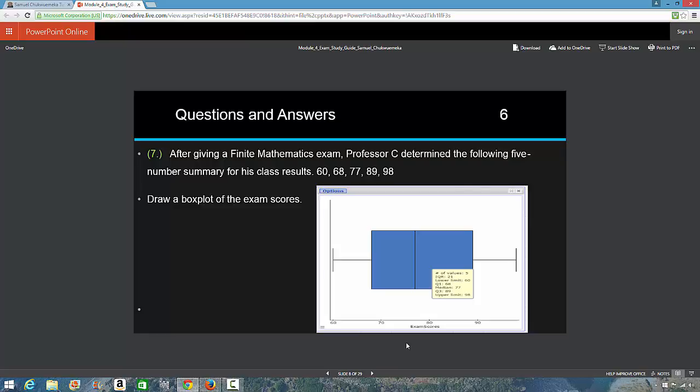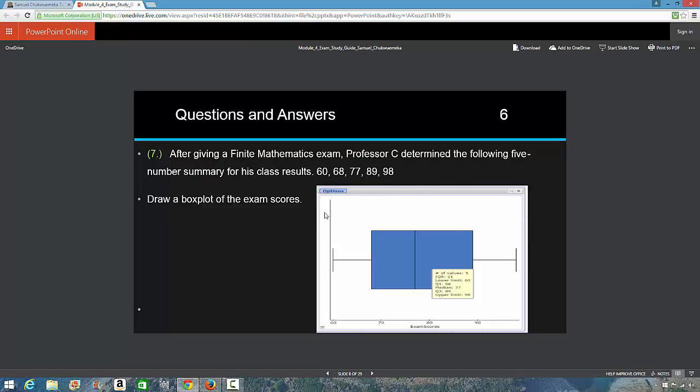Question 7. After giving a finite mathematics exam, Professor C determined the following 5-number summary for his class results. Of course, you know what the 5-number summary means. We did that in the Module 3 homework study guide. Minimum, lower quartile, middle quartile, upper quartile, maximum. So this is the 5-number summary.